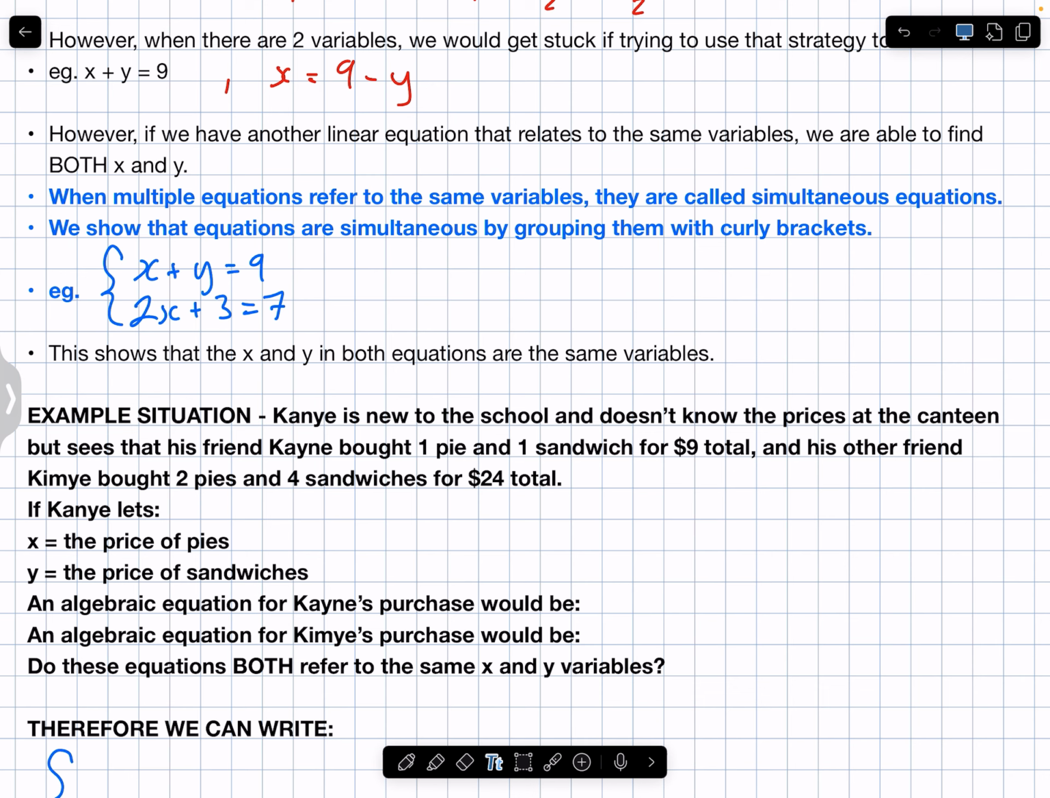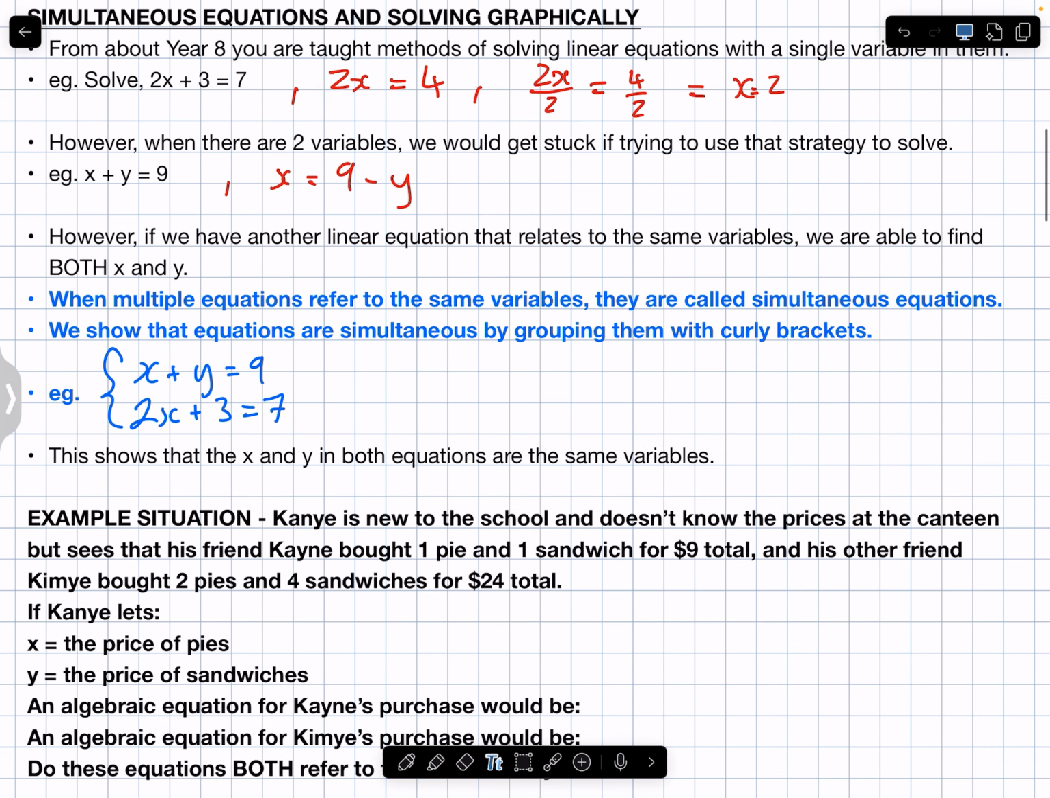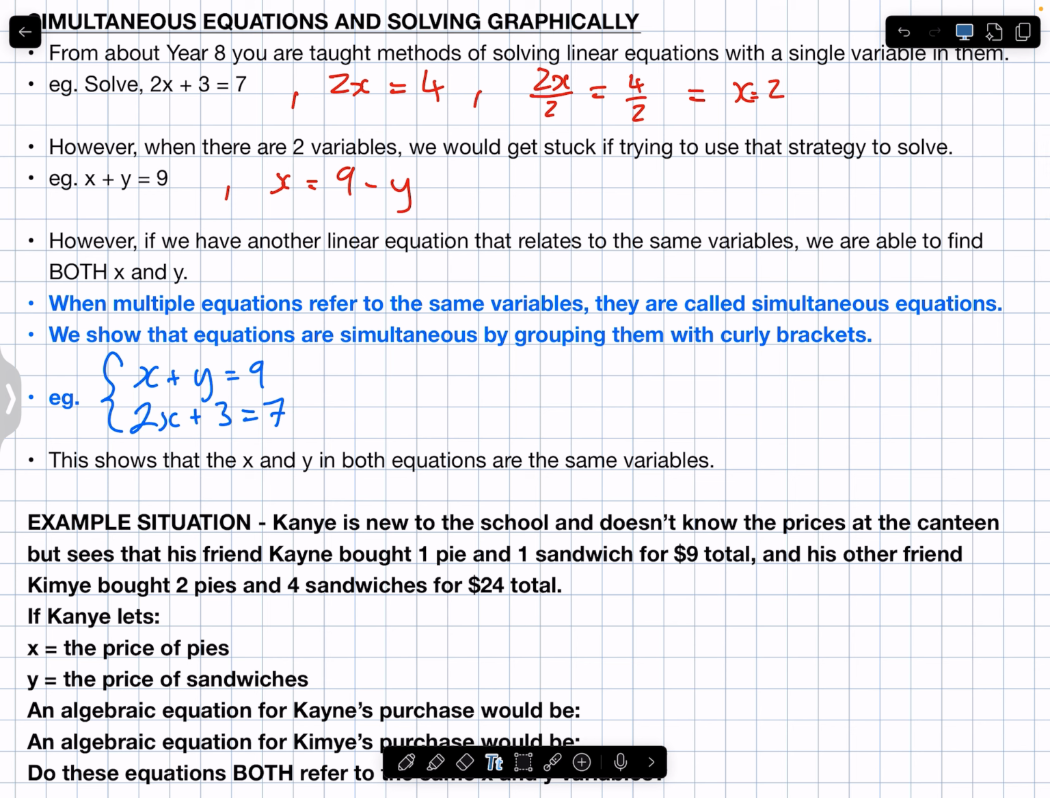Anything in blue. So the idea today is the idea of simultaneous. Do you know what simultaneous means? Same time. Good. So what we're learning about today is why you would need to do equations at the same time. It's when you have equations that have 2 variables. I can't work that out right now with what I've taught you. But if I have 2 equations that refer to the same x and y, I can find them. Get that little blue to start off with, and then we'll look at Kanye.